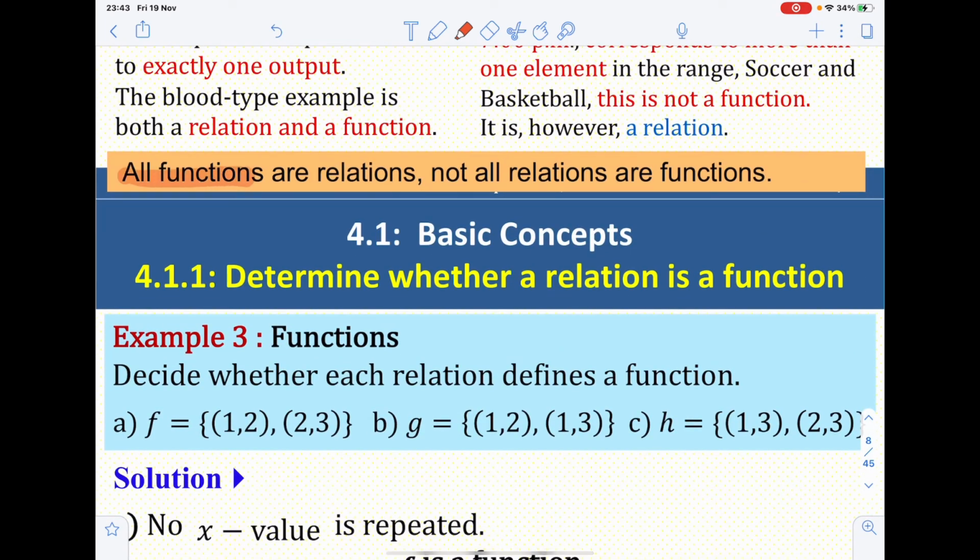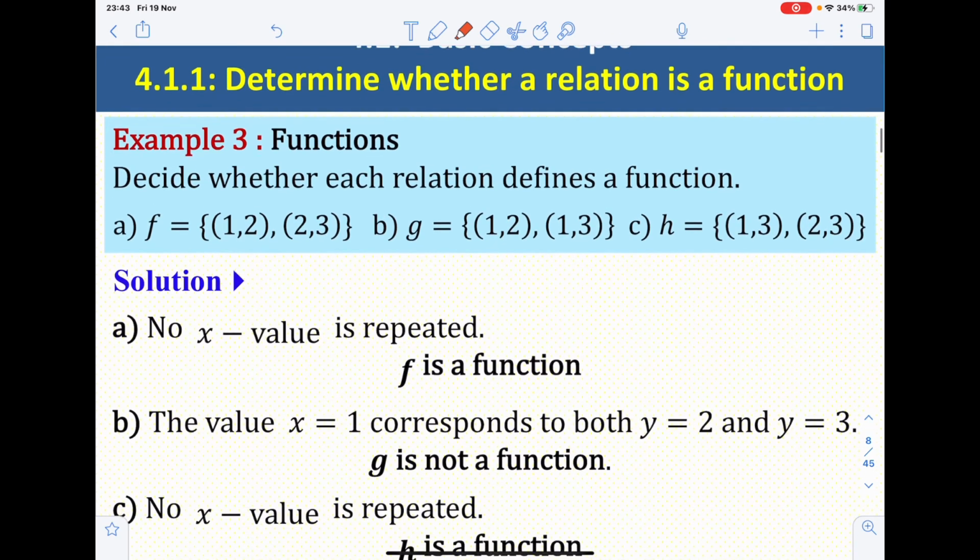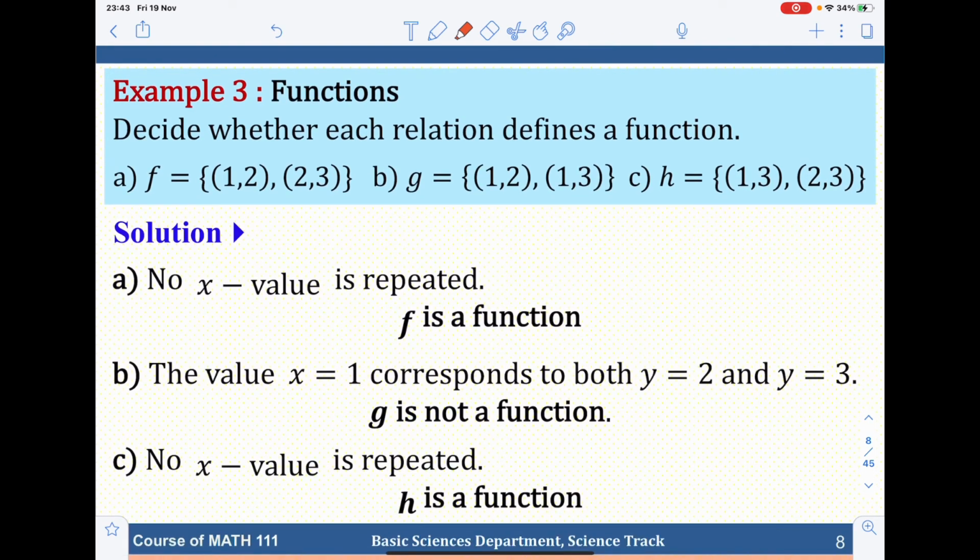So all functions are relations, but not all relations are functions. Okay, يعني العكس مش صحيح. Okay, here we have an example. Decide whether each relation defines a function.